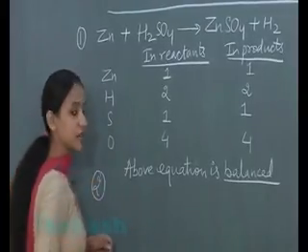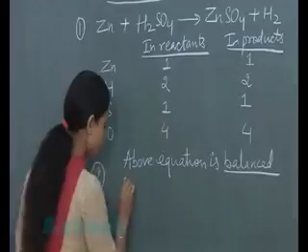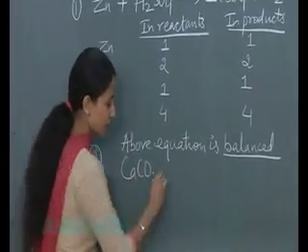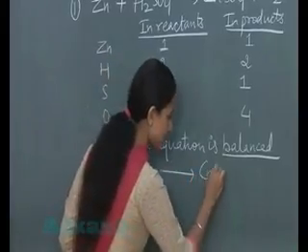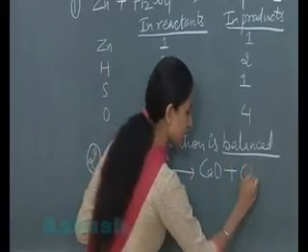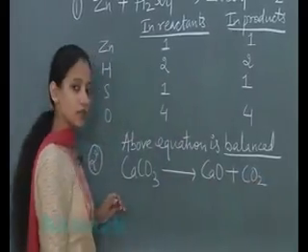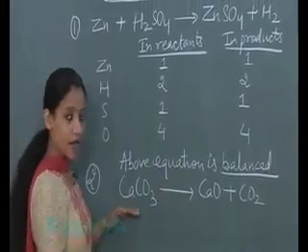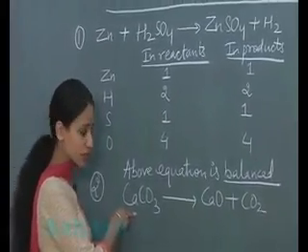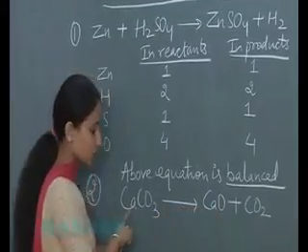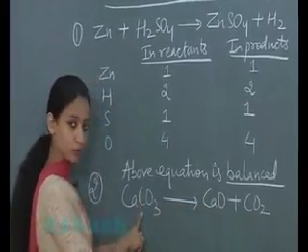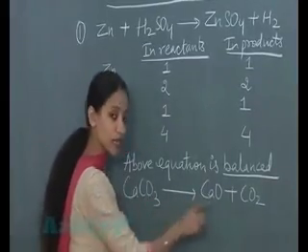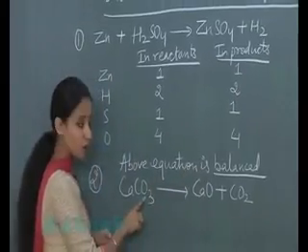Second example, I can take the decomposition of calcium carbonate. If we have calcium carbonate with the formula CaCO3, it decomposes to give you calcium oxide plus carbon dioxide gas is released. Now let us see whether this equation is balanced or not. Let us count the number of calcium atoms on the reactant and product side. There is one calcium atom on the reactant side and one in the product side. So calcium atoms are balanced. Coming to the carbon atom, one atom of carbon in the reactant side and one on the product side. That means carbon atom is also balanced. Now last we are left with oxygen atom.